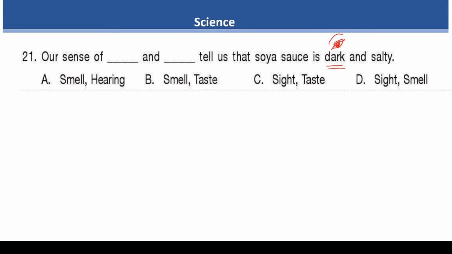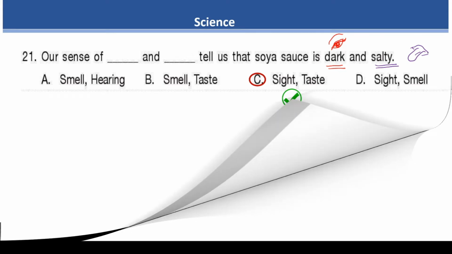When we see with our eyes, we can say that it's dark. And we know it is salty by tasting it with our tongue. So that means the right answer is our sense of sight and taste tells us that soya sauce is dark and salty. That is option C.